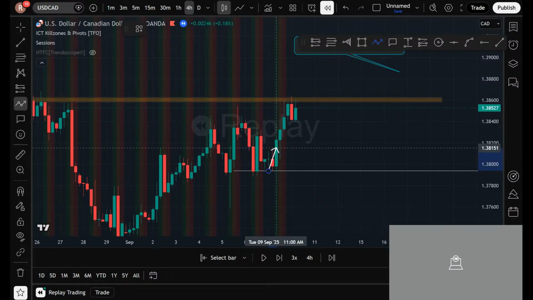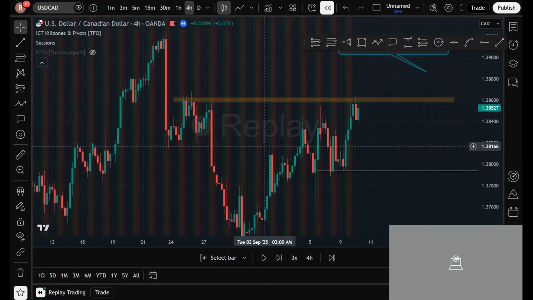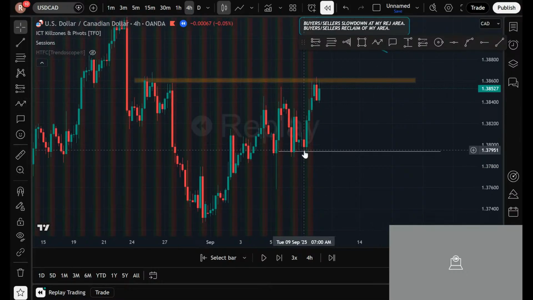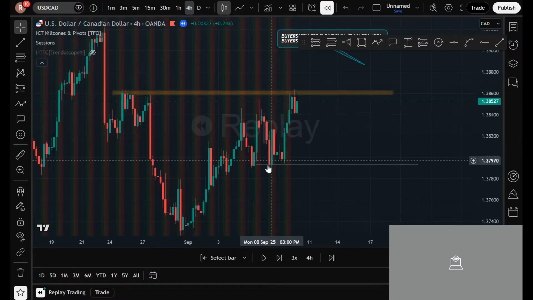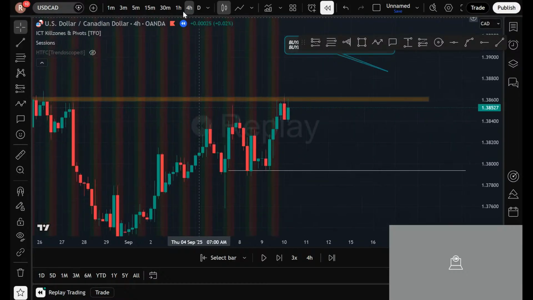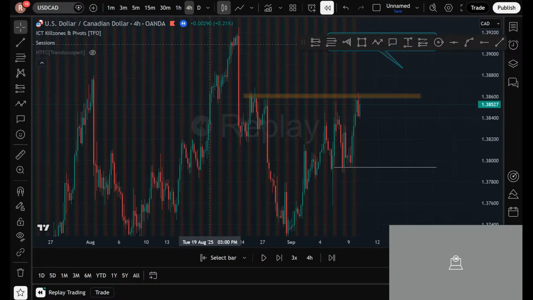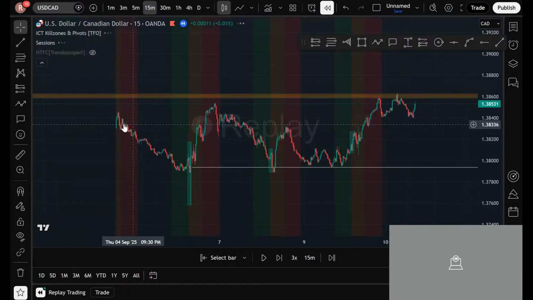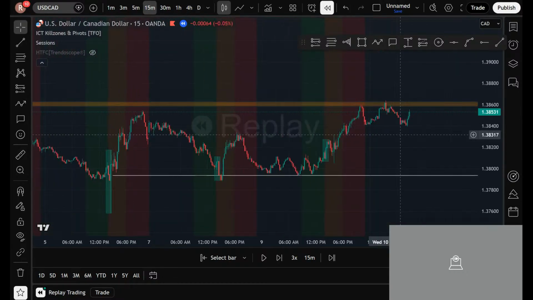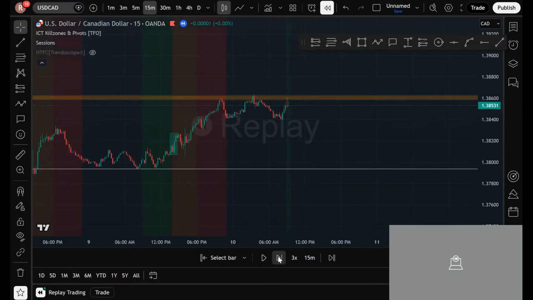Buyers are becoming weaker, and we are also in a kind of downtrend from this area, hopefully to this area. So on 15-minute, what we can simply look for is the structure to be shifted.